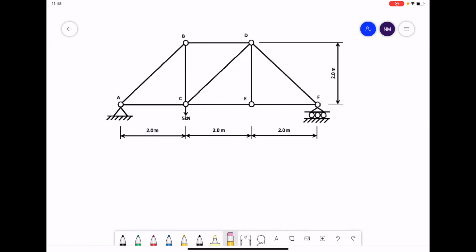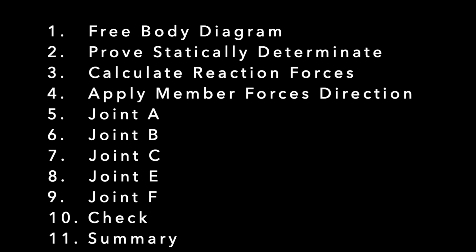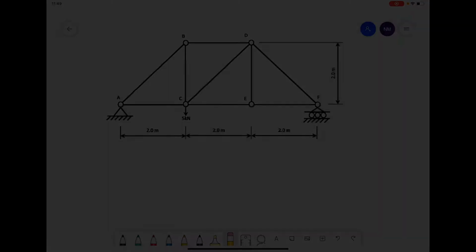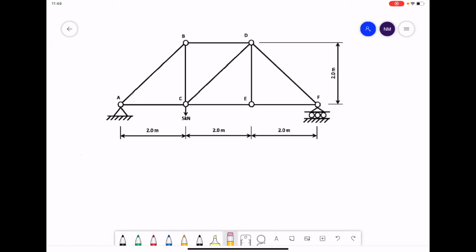In this framework, we're going to calculate the forces in each of the members through the resolution of joint method. First of all, draw a free body diagram.